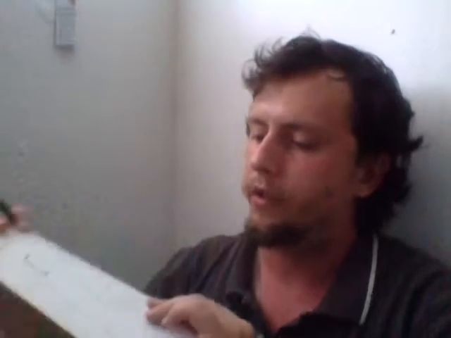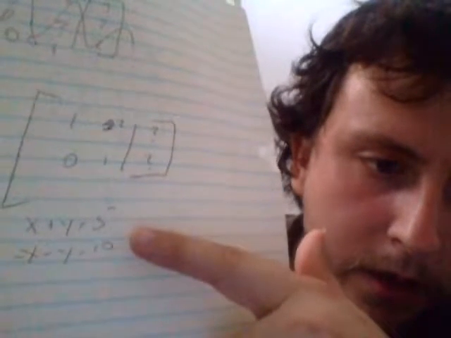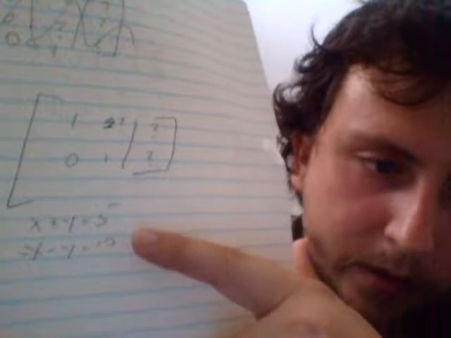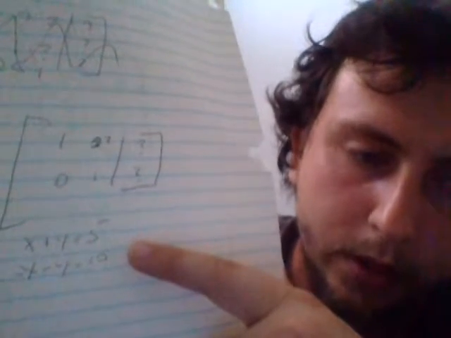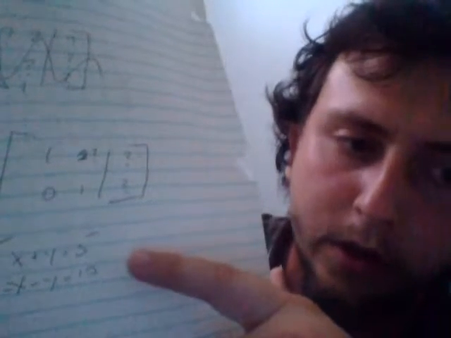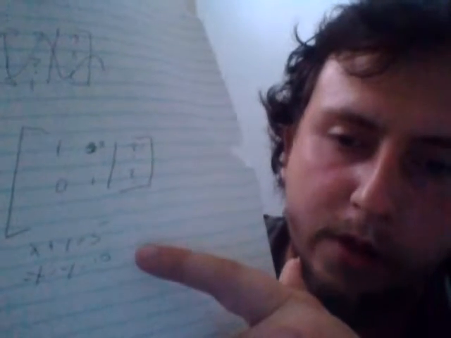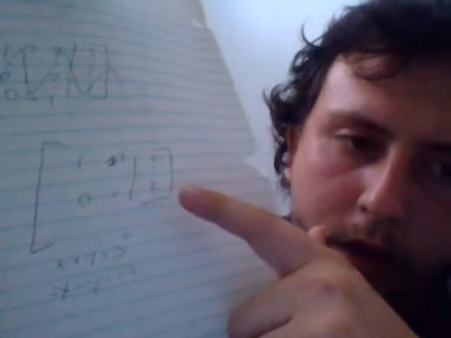Okay. X plus y equals 5, negative x minus y equals 10. Very basic set of equations. You'll see different variations of equations, but they all must follow the same set of rules, and that's that they have to look like this at the end.